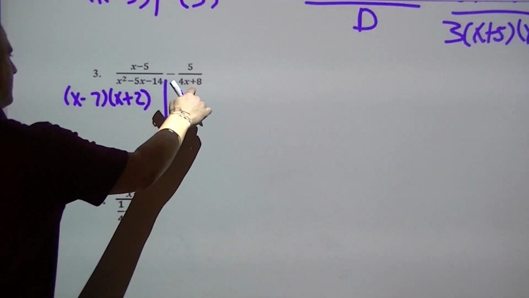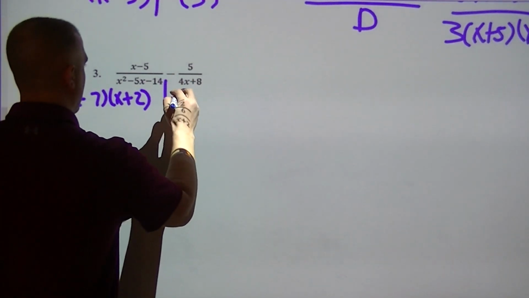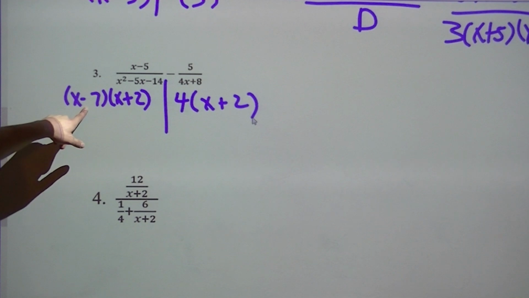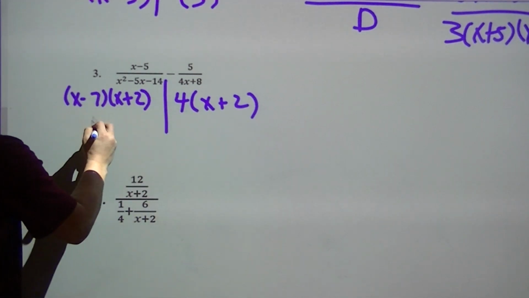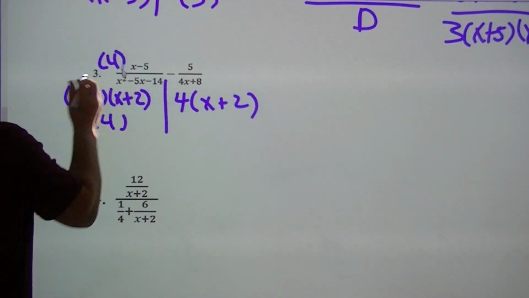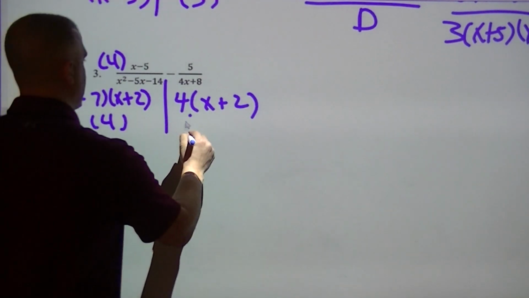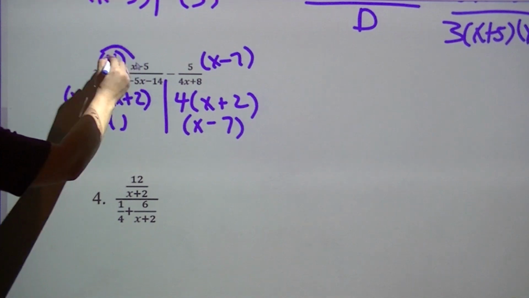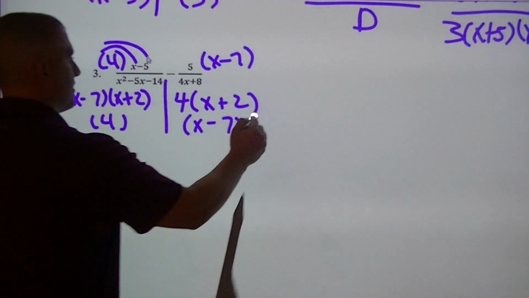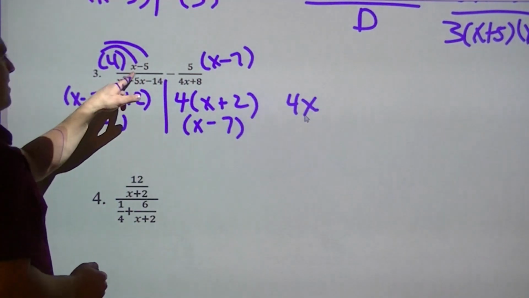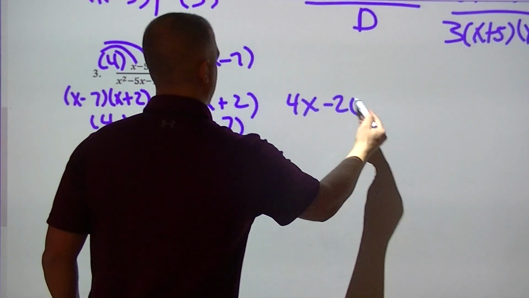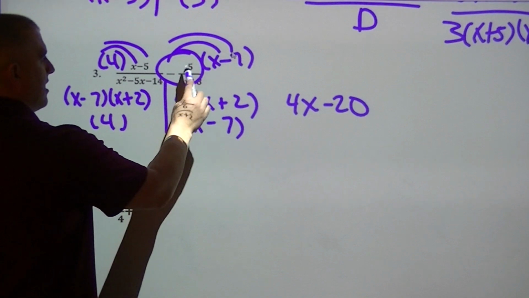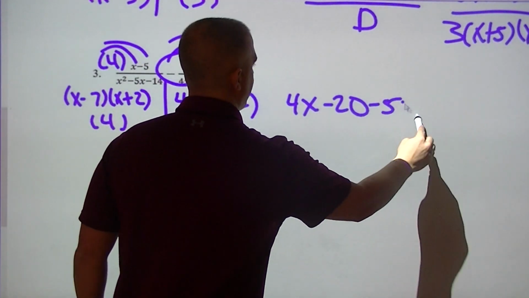This one here, this side, I would take out a 4. So I'd be left with x plus 2. Now, what's this side missing that this side has? Just the 4. What's this side missing? This is missing an x minus 7. So, I got to multiply those. 4 times x is 4x. 4 times negative 5 is negative 20. Okay? Now, I got to treat that like a negative 5 when I multiply it. So negative 5 times x is negative 5x.